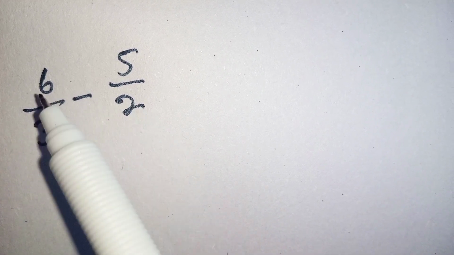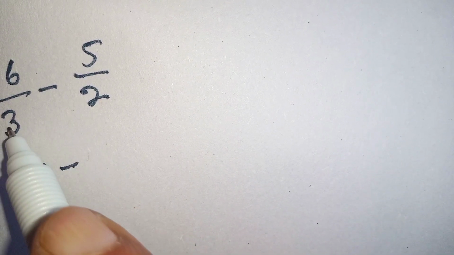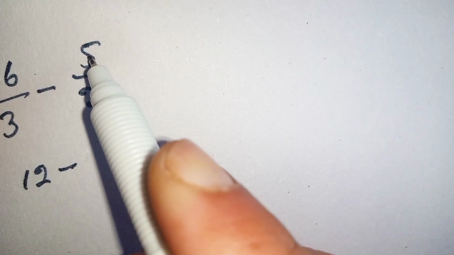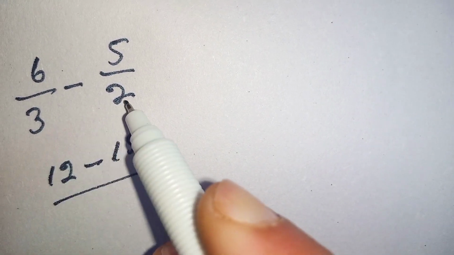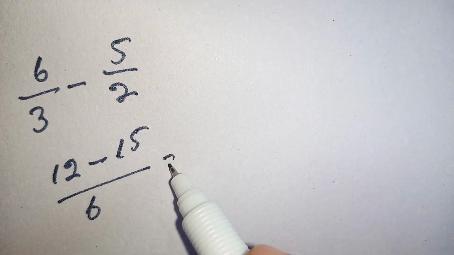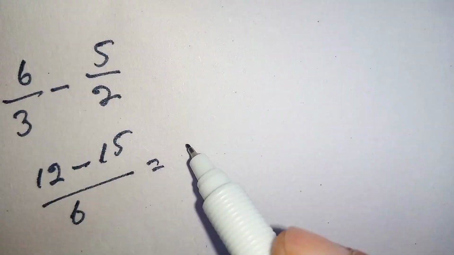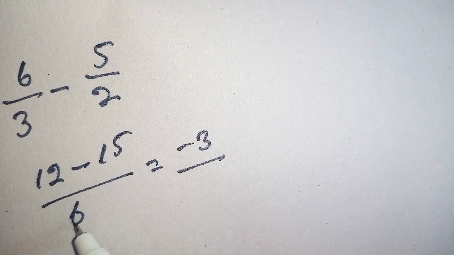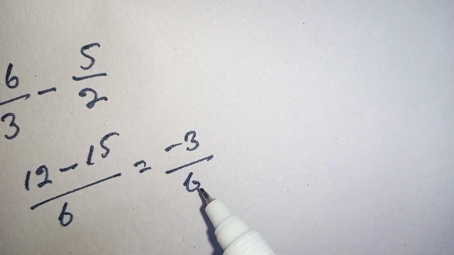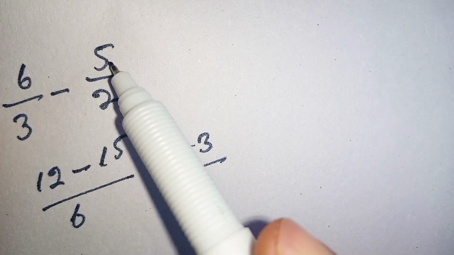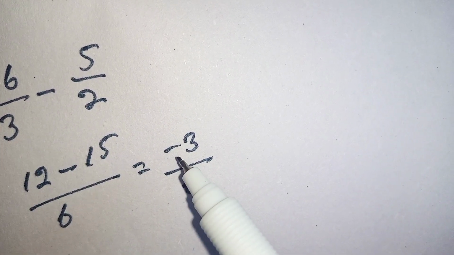Multiply this 2 with this 6, which is equal to 12, minus multiply this 3 with 5, which is equal to 15, and multiply this 3 with this 2, which is equal to 6. Now subtract 15 from 12, which is equal to minus 3, and write the denominator 6 the same. So if we subtract 5 over 2 from 6 over 3, the answer will be minus 3 over 6.